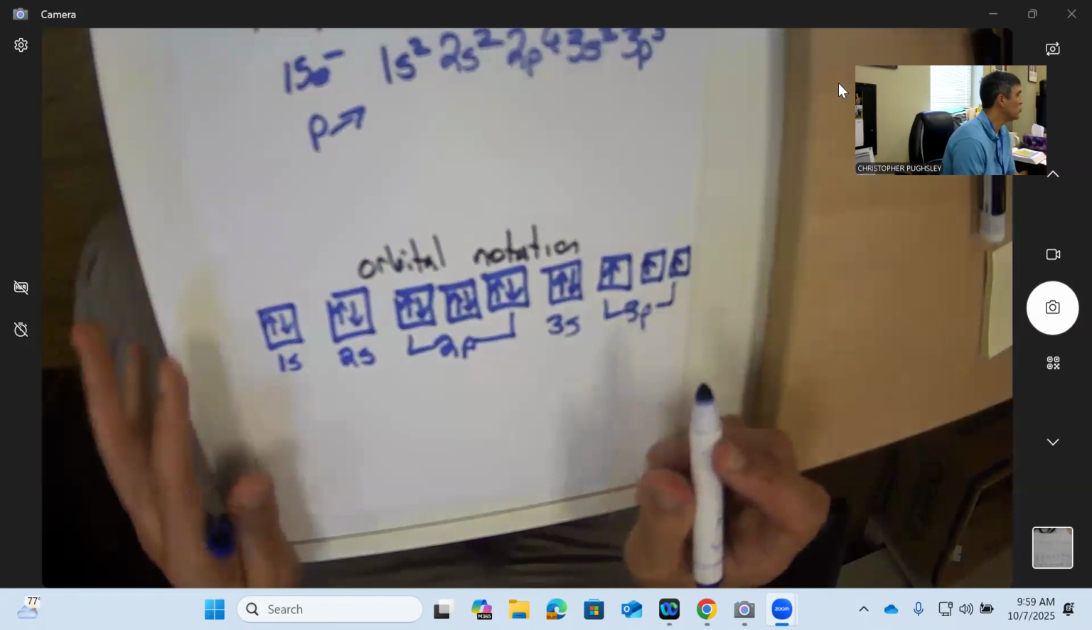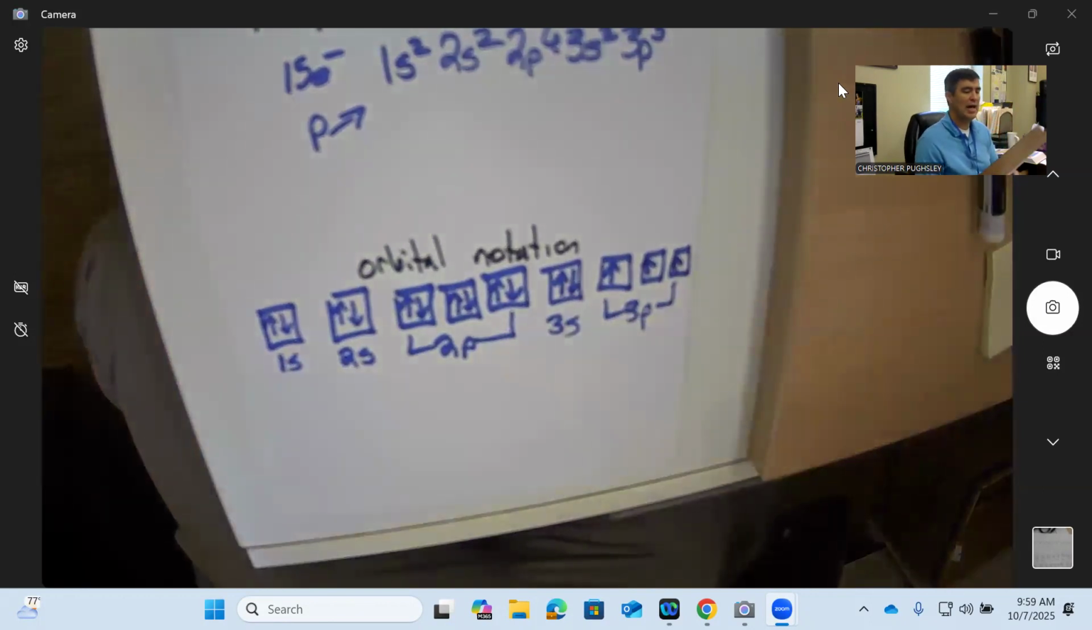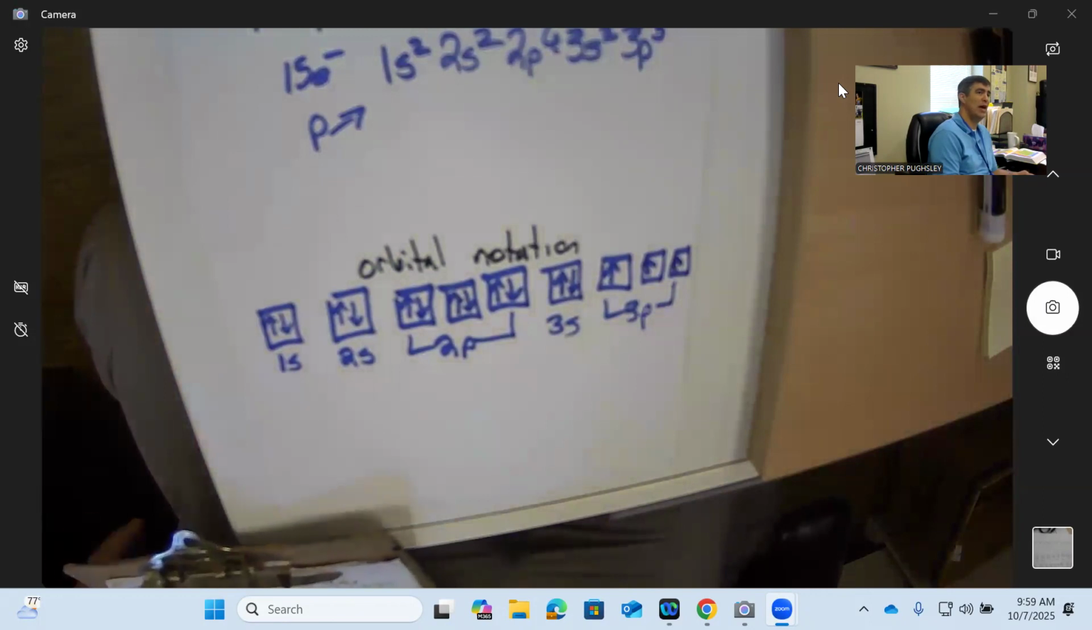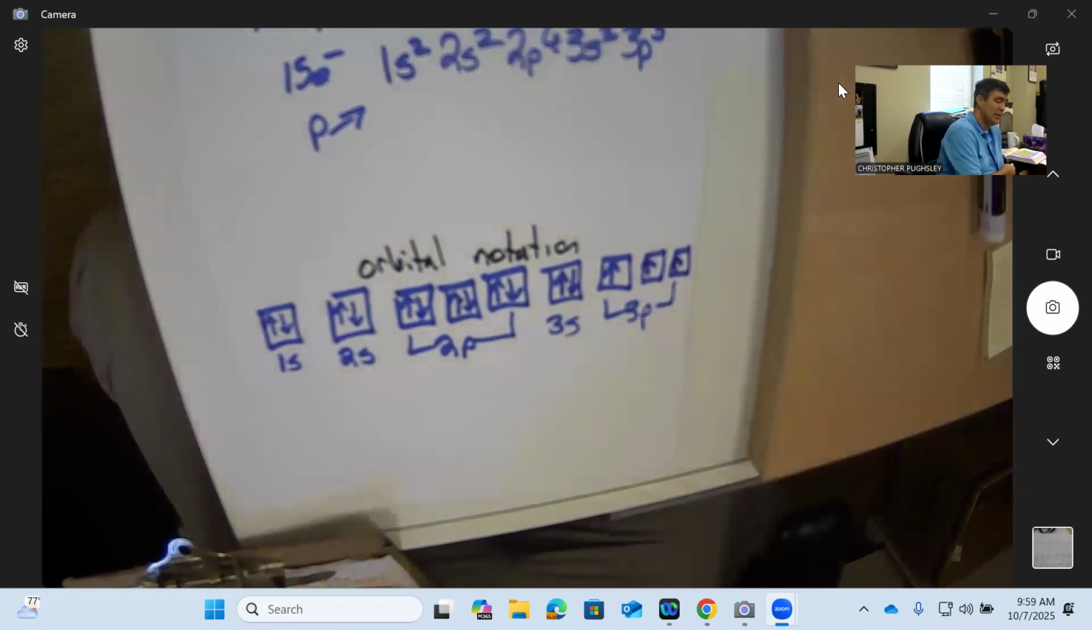That's according to which rule, when they all go in separate orbitals? Hund's rule. That's correct. Hund's rule is the rule where they all go in separate orbitals and they have the same spin. That's the deal here.